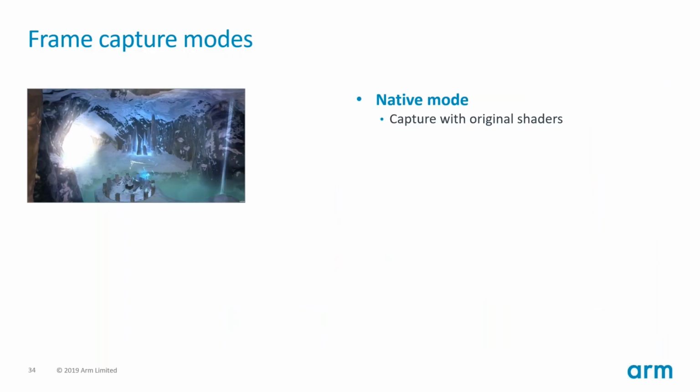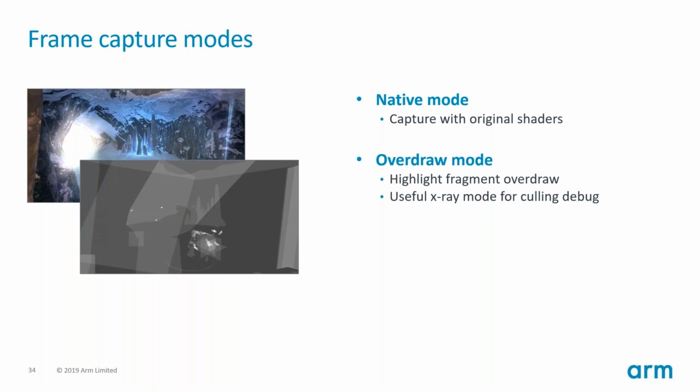We have a number of debug modes that you can use. The default frame capture mode is going to give you the original rendering that the application requested. But on a frame by frame basis, you can swap in additional debug modes. So you might have an overdraw mode. This highlights fragment overdraw. It can also be a useful X-ray mode, so you can see if something's behind a wall, but it's still being drawn, for example. So it's a visual culling check.